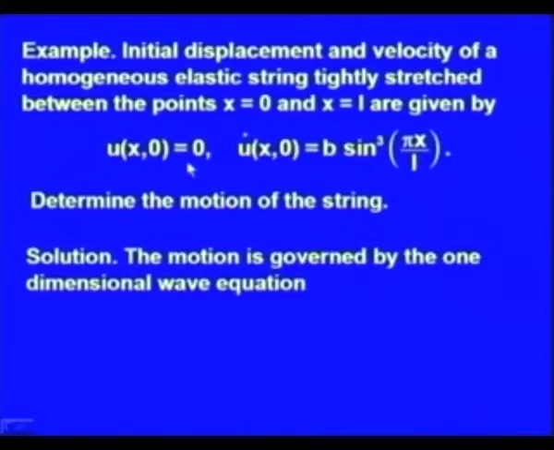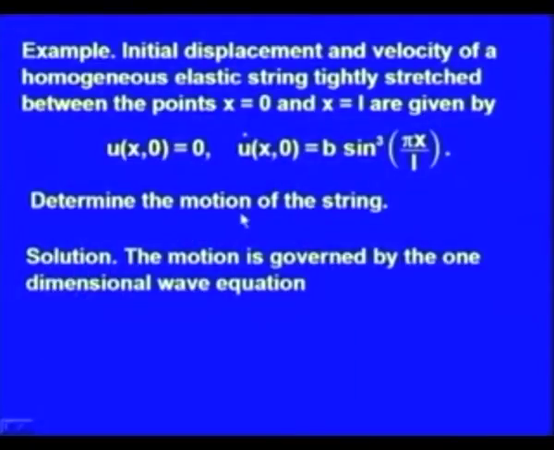So, we are given that the initial shape of the homogeneous elastic string is given by u(x, 0) equal to 0, that is, we are given f(x) equal to 0, and we are given the initial velocity of the elastic string as a function of x given by b sin cube(πx/L), and by our notation the initial velocity is g(x). So, g(x) is equal to b sin cube(πx/L). Here we are to determine the motion of the given elastic string.